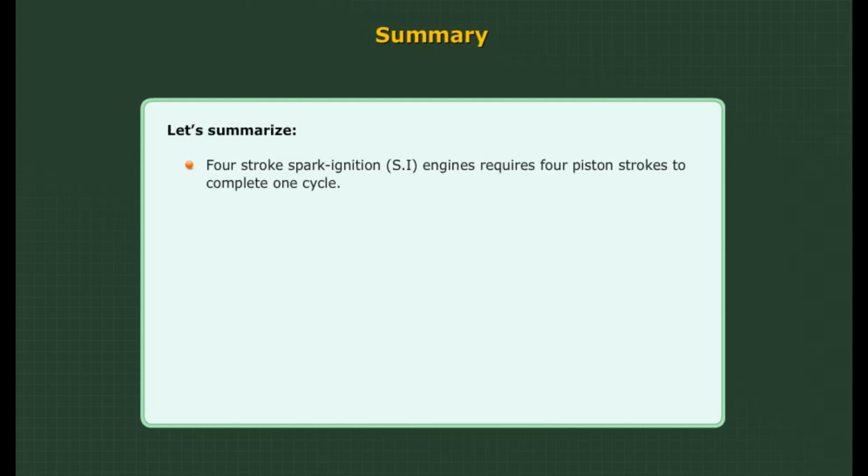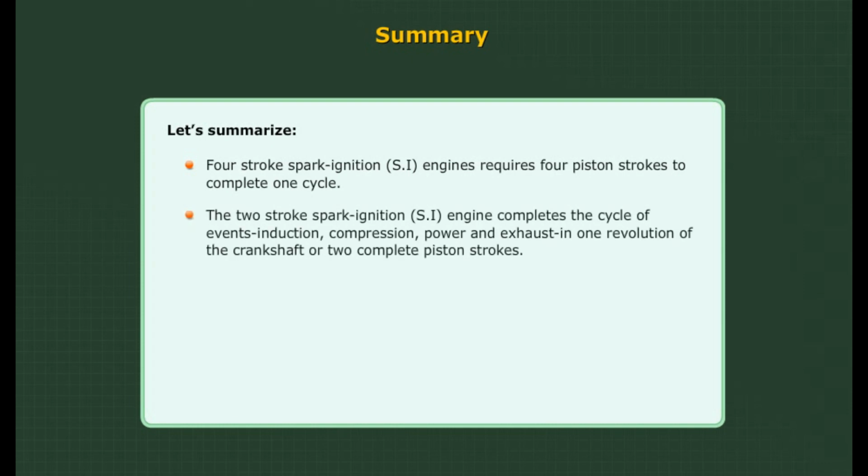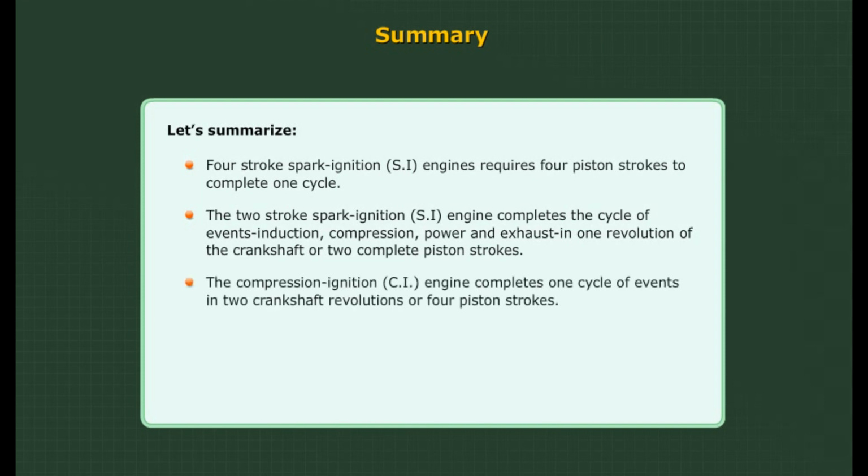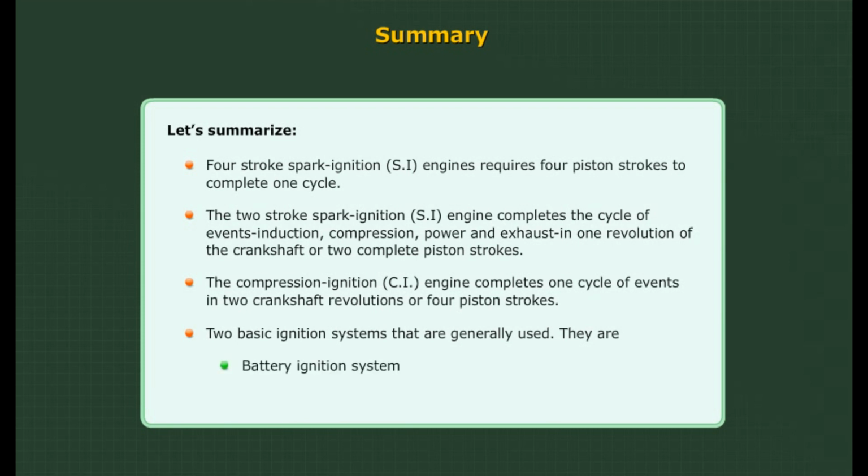Summary. Let's summarize. 4-stroke spark ignition SI engines require 4 piston strokes to complete one cycle. The 2-stroke spark ignition SI engine completes the cycle of events: induction, compression, power, and exhaust in one revolution of the crankshaft or 2 complete piston strokes. The compression ignition CI engine completes one cycle of events in 2 crankshaft revolutions or 4 piston strokes. 2 basic ignition systems that are generally used are battery ignition system and magneto ignition system.